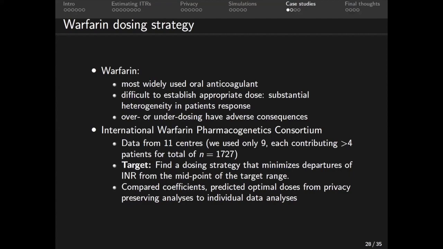Okay, and what we were doing was comparing the coefficients from our regression and the predicted optimal doses from our different privacy-preserving approaches to an analysis that allowed access to the full data. I said we have 11 centers. We actually only use data from 9 because there were a couple of centers that just had very little information. So in a privacy-preserving context, it's very unlikely that a center with 3 people would be willing to share their data.